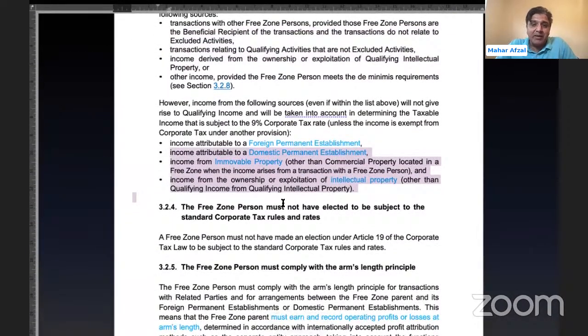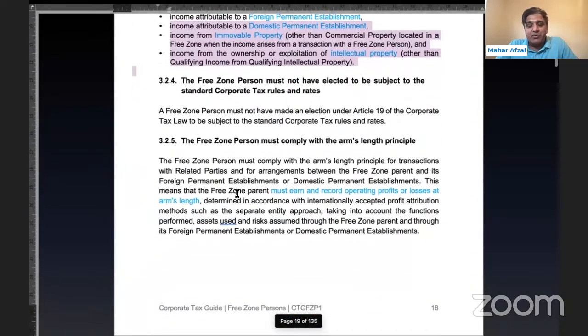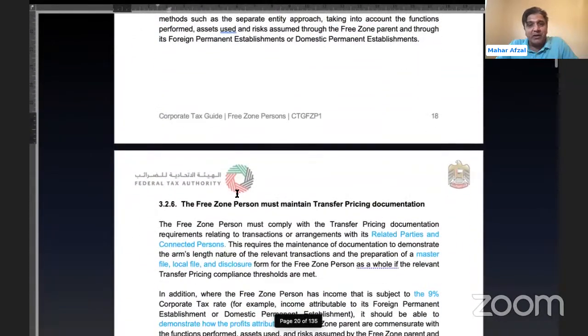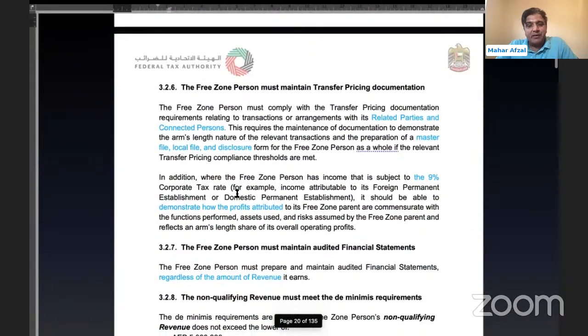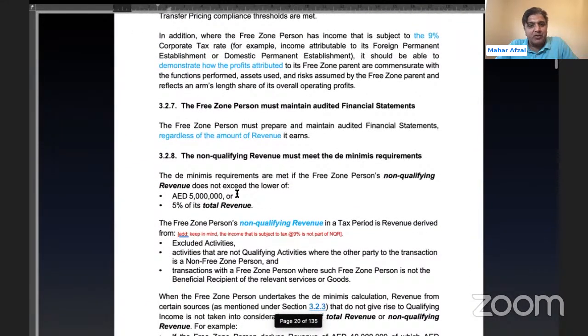This income will not be considered while applying the de minimis formula. It will not be in the numerator, it will not be in the denominator. All the transactions should follow the arm's length principle. This is one of the conditions to be a qualifying free zone person. Then a qualifying free zone person must make transfer pricing documentation. We have already discussed this. Transfer pricing documentation should be there.